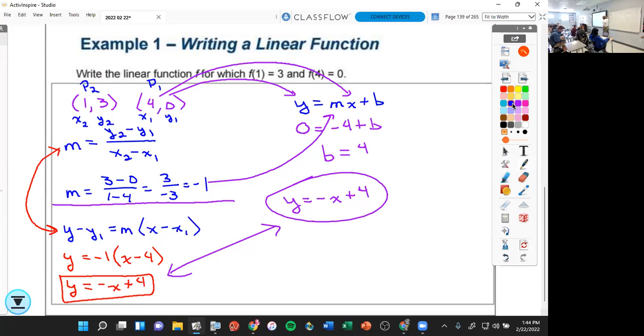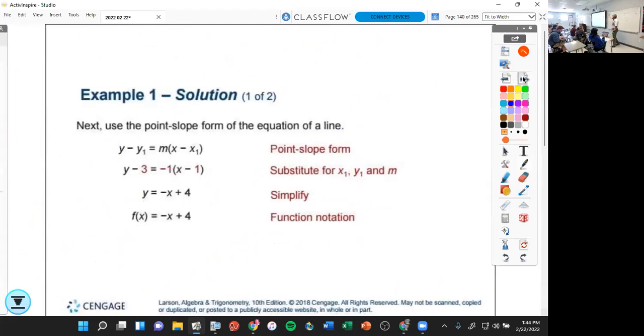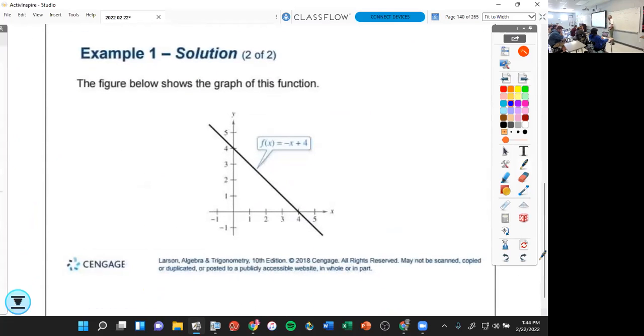And the best way to do it is whatever works best for you and you understand. I'm going to go through a couple slides real quick. They're just kind of working it out. That's exactly what we got. And they graphed it. That's what it looks like.